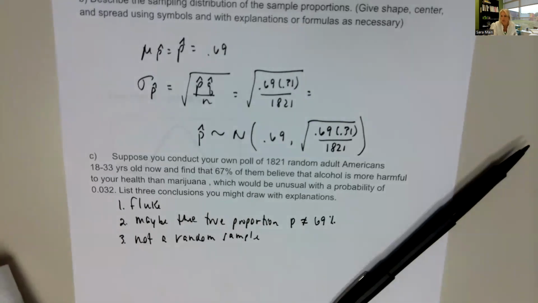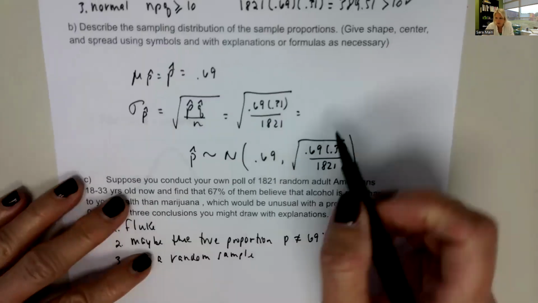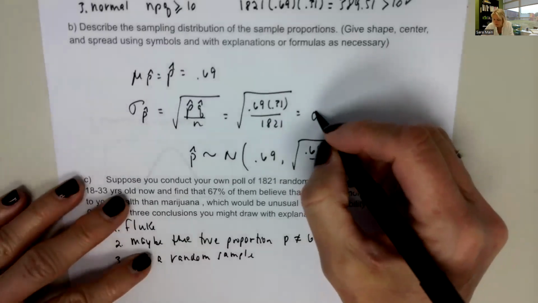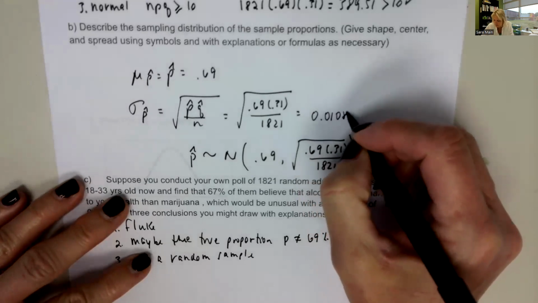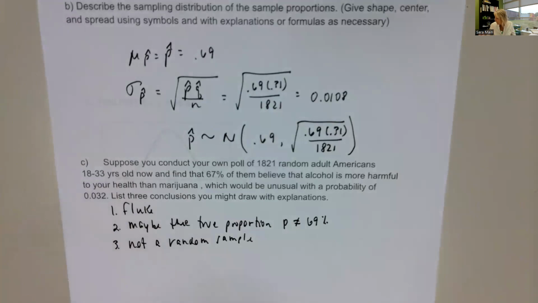That's totally a possibility. And this standard error, just if we wanted to write that down, that would be 0.0108. But this is what we would use in Desmos.